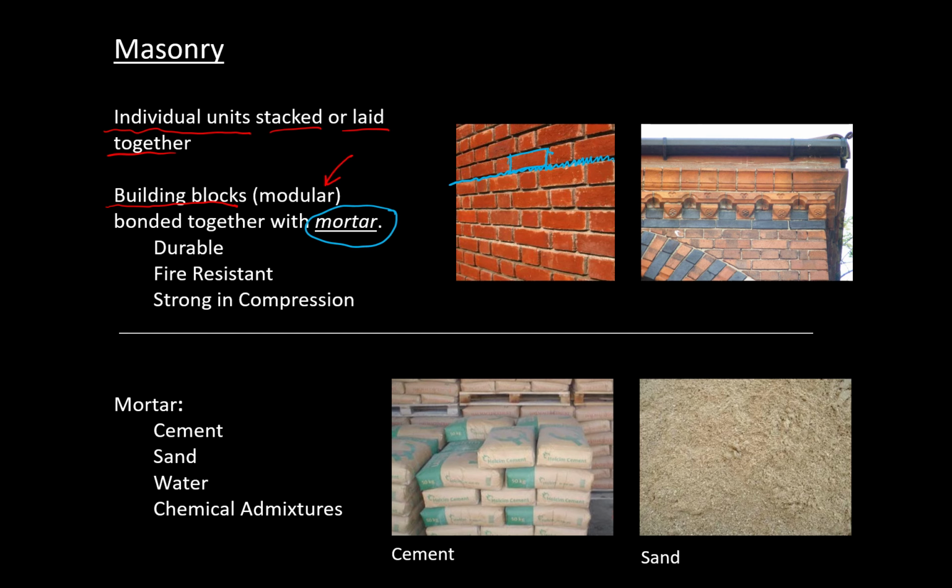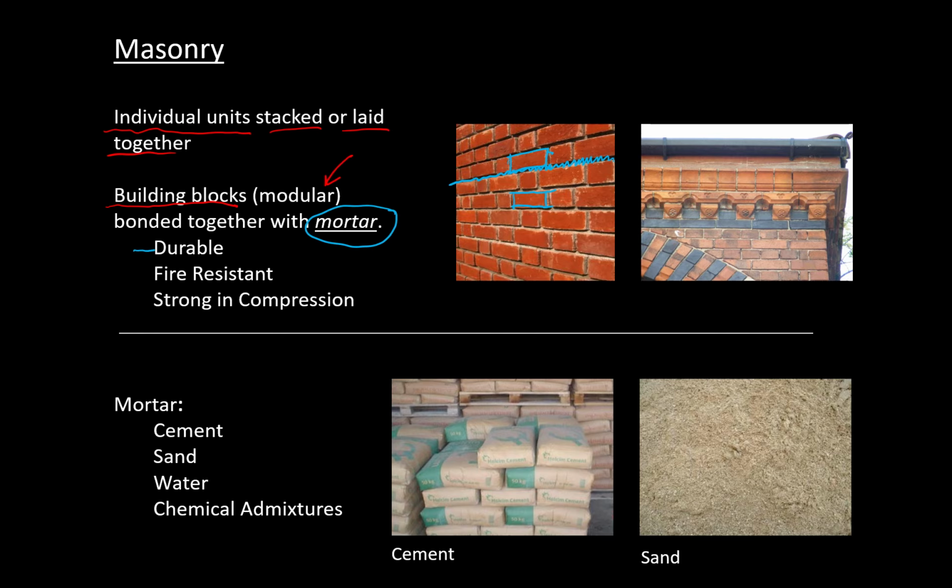When the pieces are modular or man-made pieces like bricks, we make them all the same size so they stack together neatly. Sometimes though we use stone, and if it's a natural stone, then those pieces are all different sizes. And masonry is durable, meaning it'll last a long time.